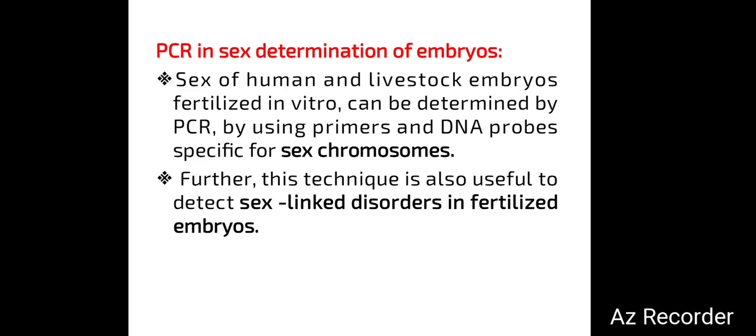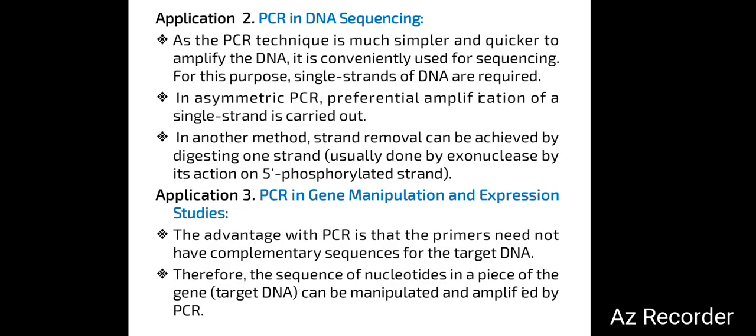Second application, DNA sequencing. The PCR technique is much simpler and quicker to amplify the DNA. It is commonly used for sequencing. For this purpose, single strands of DNA are required. In asymmetric PCR, preferential amplification of a single strand is carried out. In another method, strand removal can be achieved by digesting one strand, usually done by exonuclease by its action on the 5' phosphorylated strand.